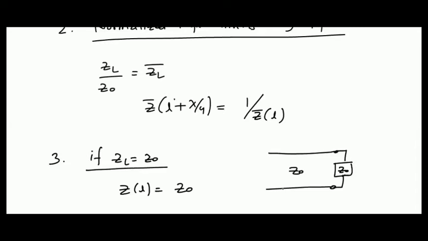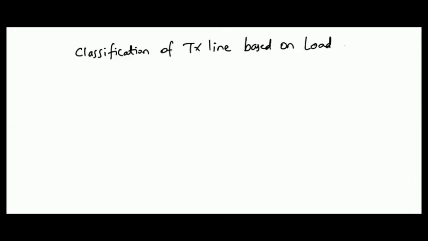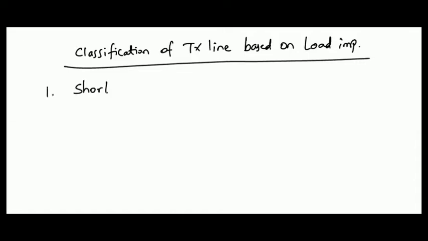Now we were studying the types of transmission line based on load impedance. That is also very important. So the classification of transmission line based on load impedance. First type is the short circuited line. For a short circuited line, ZL is 0, that is, the load impedance is 0.